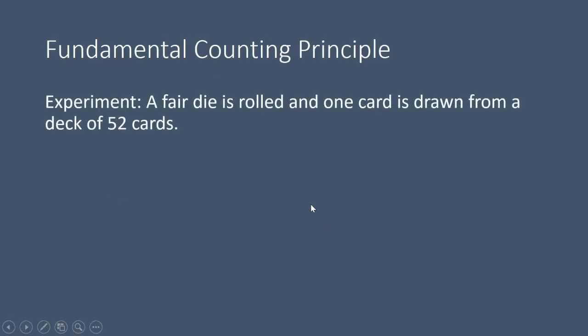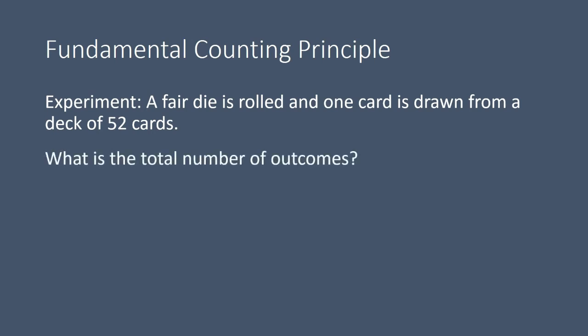So this is the experiment. You will roll a die, a fair die, and then you will draw 1 card from a deck of 52 cards. These are the usual classic examples when we are introducing the fundamental counting principle. What is the total number of outcomes?